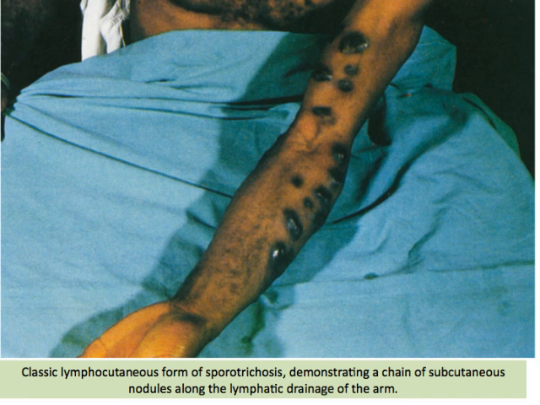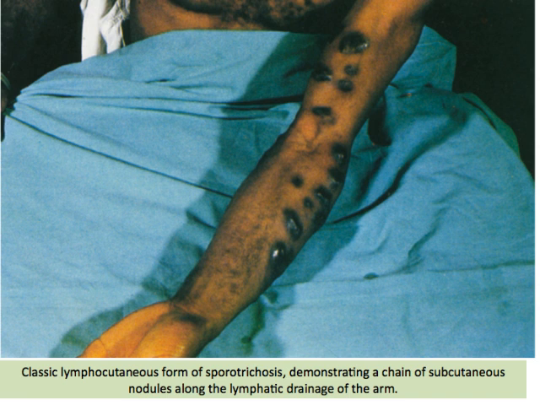Okay, that's a typical classic lymphocutaneous form of sporotrichosis. You can see a chain of subcutaneous nodules along the lymphatic drainage of the arm. So the person just gets a prick on the hand and it follows the track of lymphatic drainage. And that's typical of sporotrichosis, also called Gardener's disease.